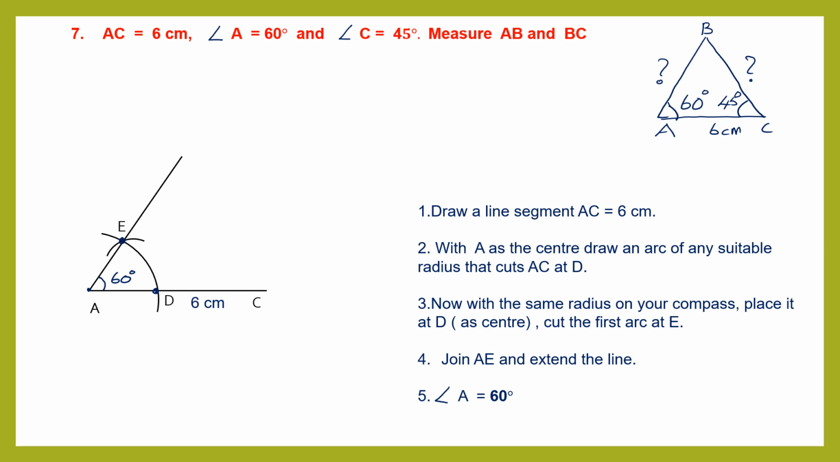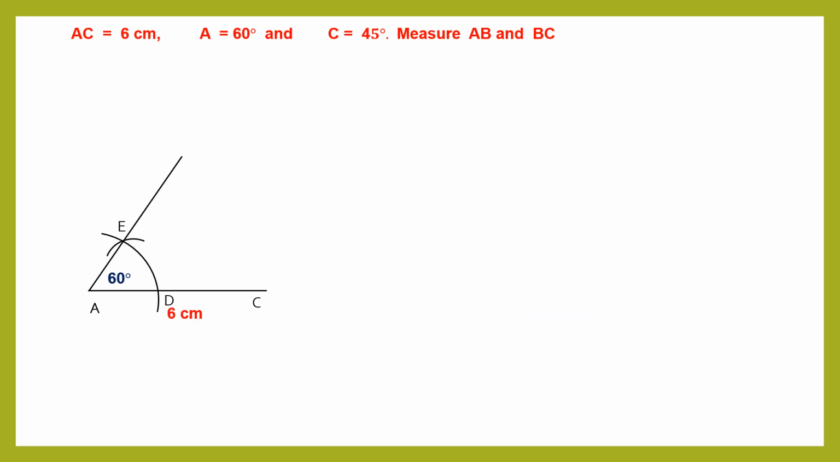We have to now construct an angle of 45 degrees at C. This is the point C. So let's go ahead with that. So now we have the same figure. We have 60 degrees here. We have everything marked. Now we're going to construct 45 degrees.